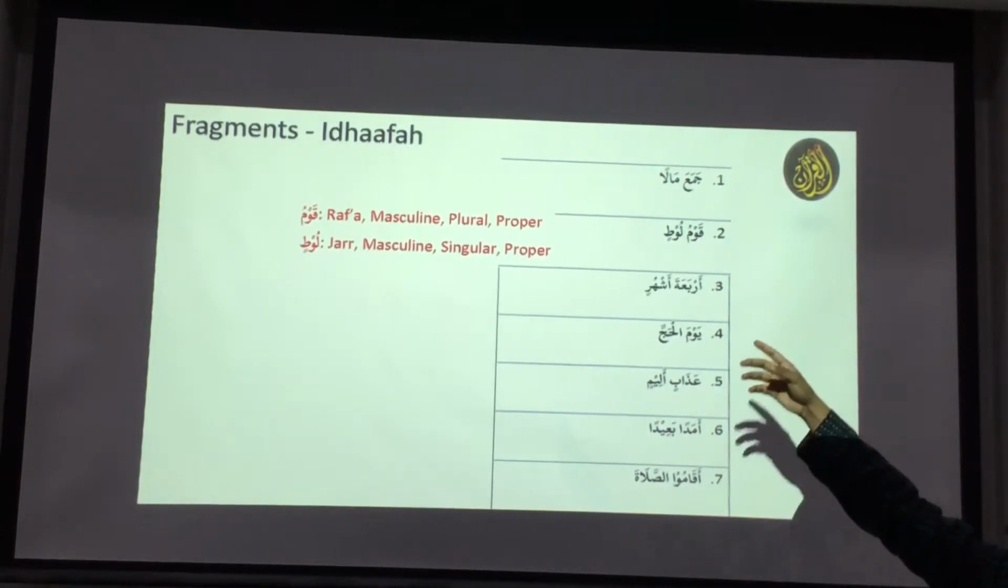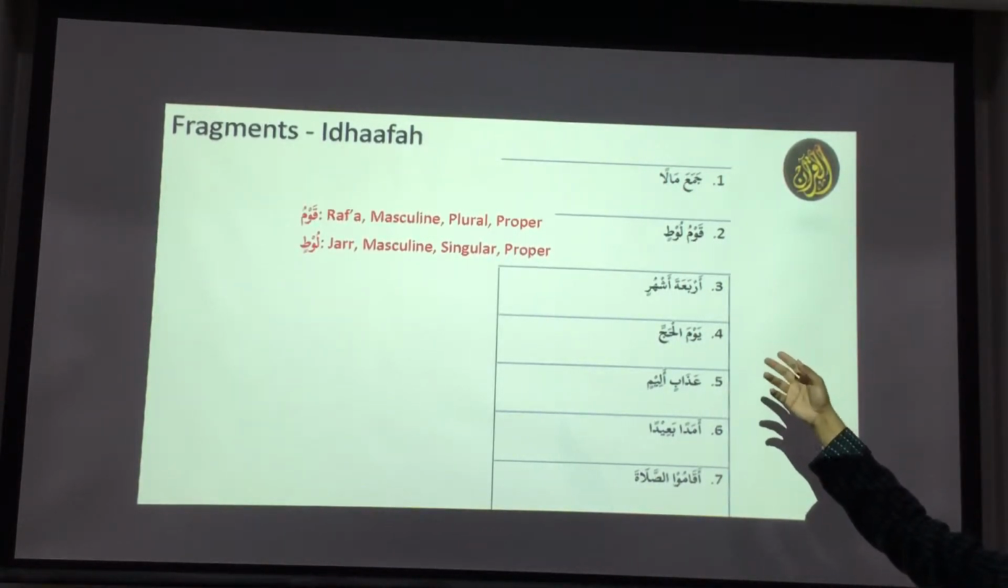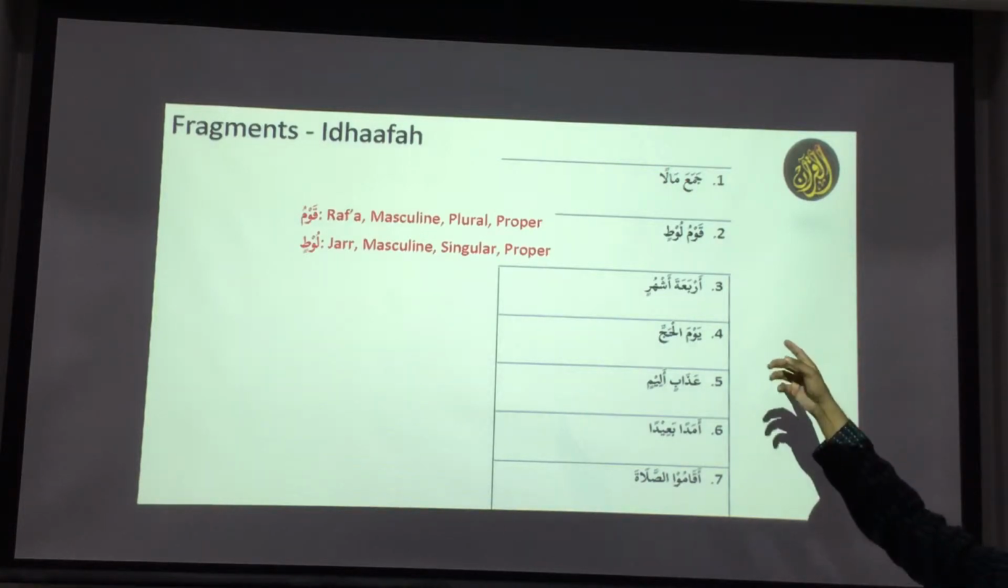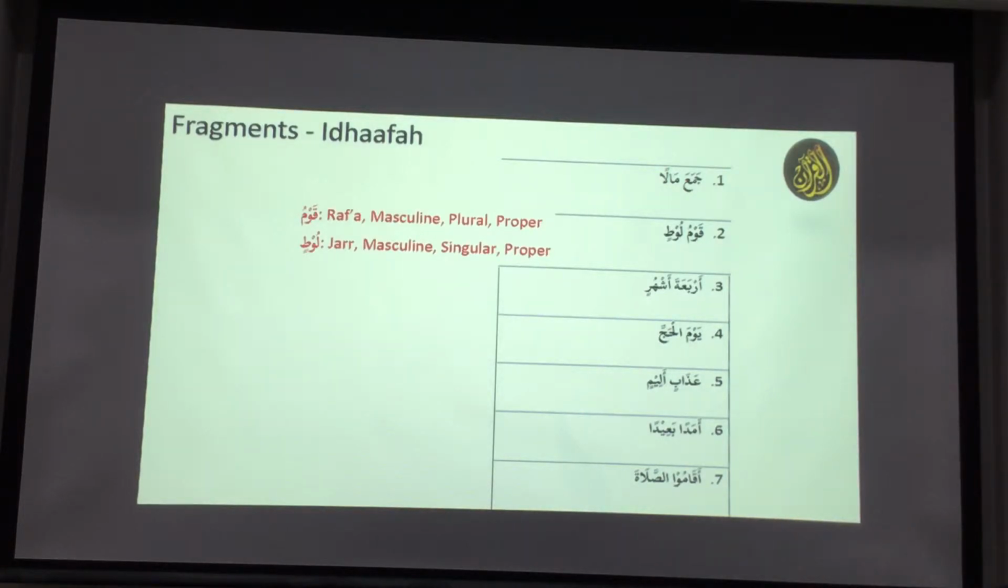And it is Rafa because Qawmu is masculine and plural. Why is Qawm plural? Qawm is plural because of the exceptional words that the Arabs said so. There are 3 words. This is called Ism Jama: Qawmun, Rahtun, and Nasun. So these are the 3 words, and that's why Qawmun is this one.